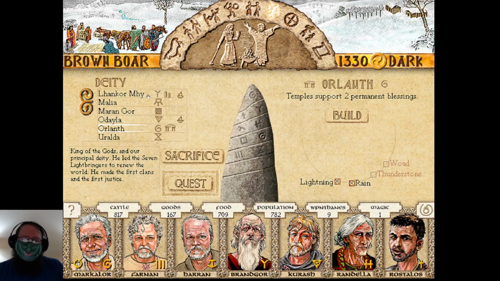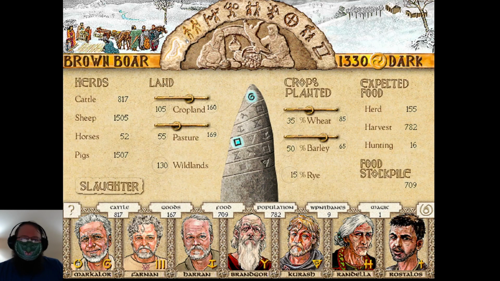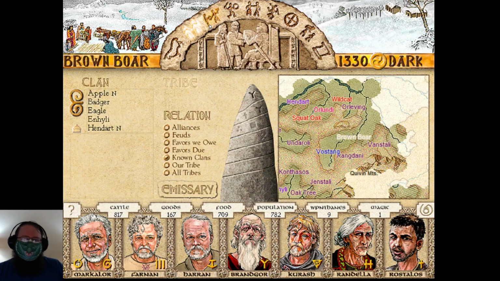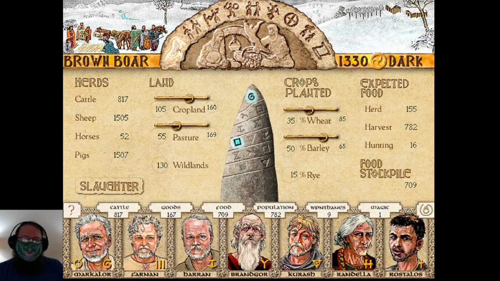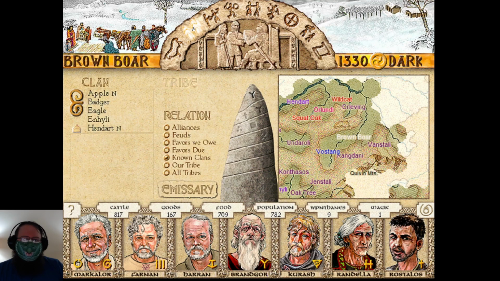I'm guessing this is a 2nd level shrine, whereas this is the 1st level shrine. And clan lore helps divine the truth, which might have been helpful with that previous thing. Still the dark season. Anything else that I'd want to do here? Okay. Seems like that's fine.